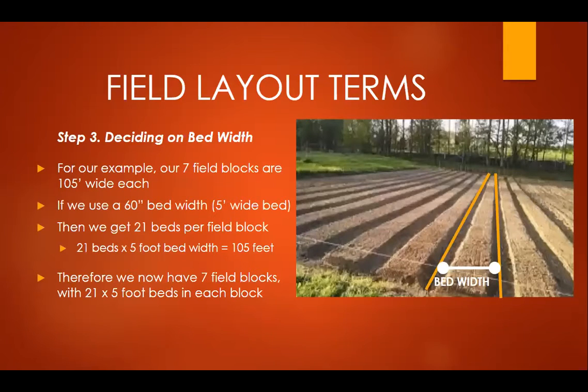So if we apply this to the Smithfield, we have 7 blocks currently in the Smithfield after we divided it with the access roads. Each of our field blocks are 105 feet wide. And if we used a 60-inch bed width, which would be that 5 feet from here to here, we end up with 21 beds per field block. So we'll end up with 21 5-foot wide beds. If you do the math on that, that gives us 105 feet, which matches our field blocks nicely. So on the Smithfield, we can put in 21 beds per every one of those 7 field blocks.